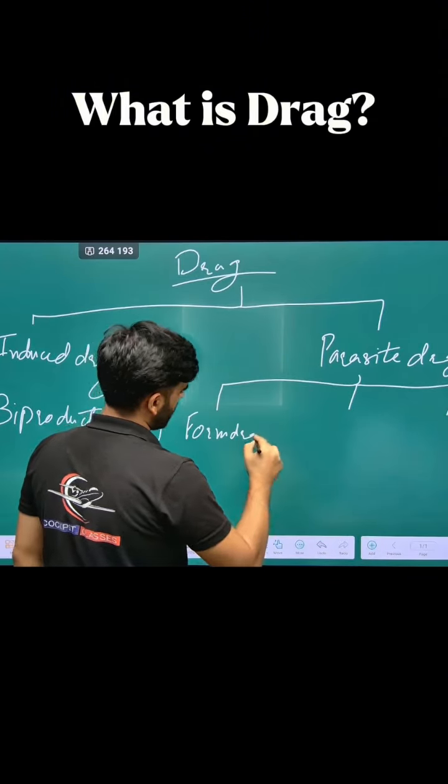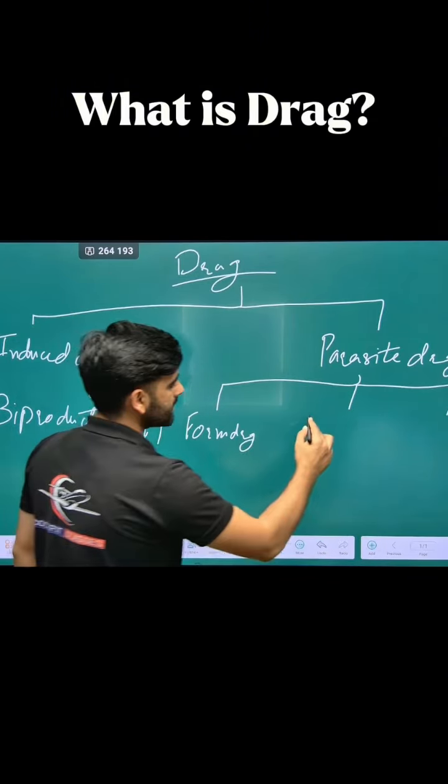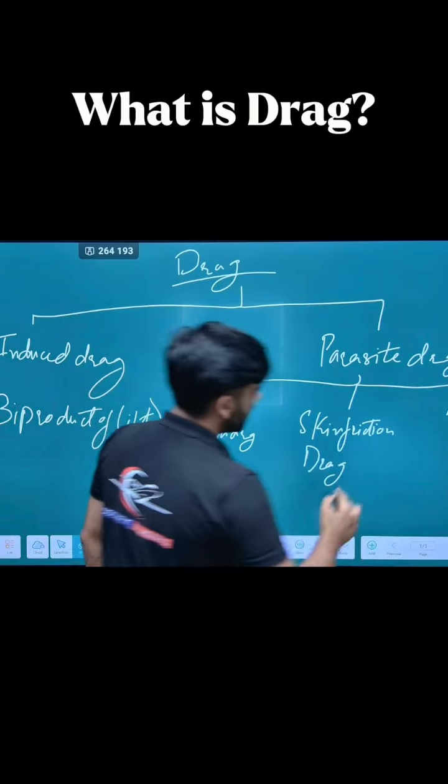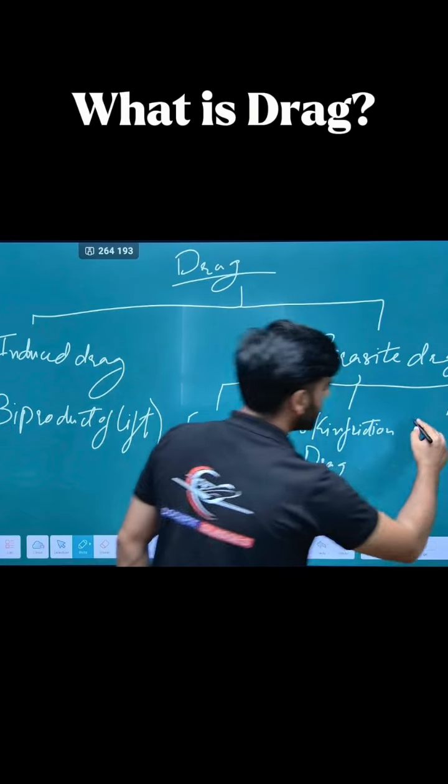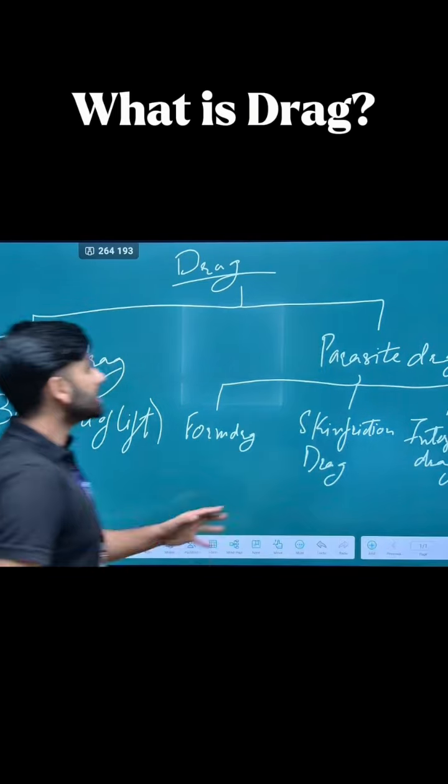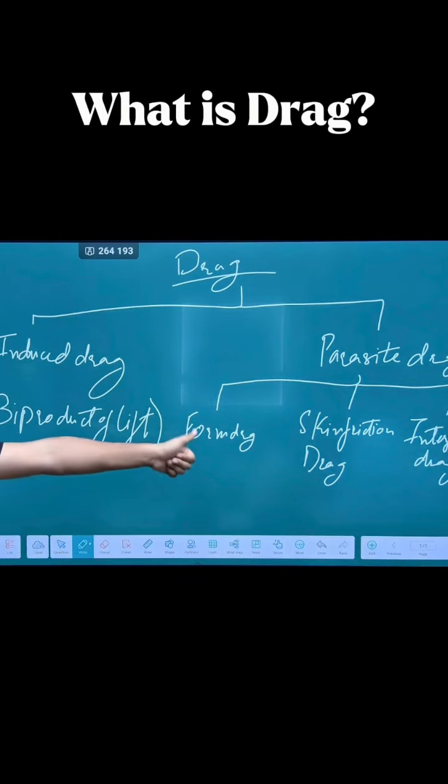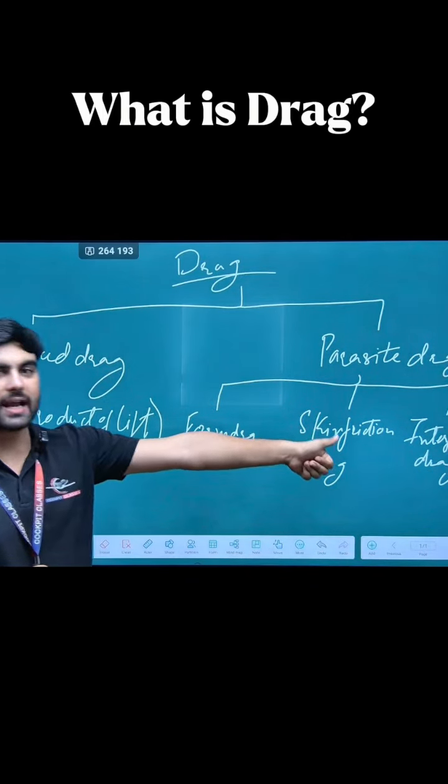One is form drag, another one is skin friction drag, and the third one is interference drag. This is some basic stuff regarding drag. Now, how to remember these? Form drag, skin friction drag, and interference drag.